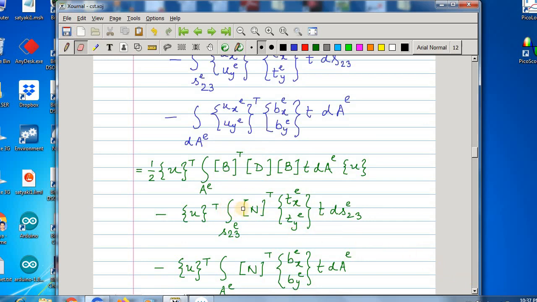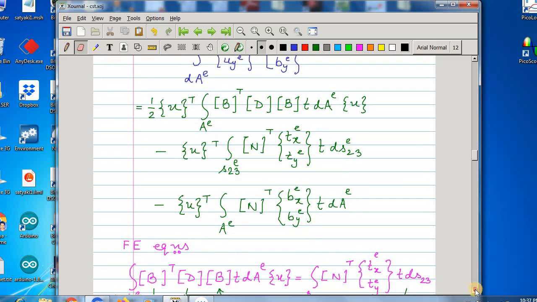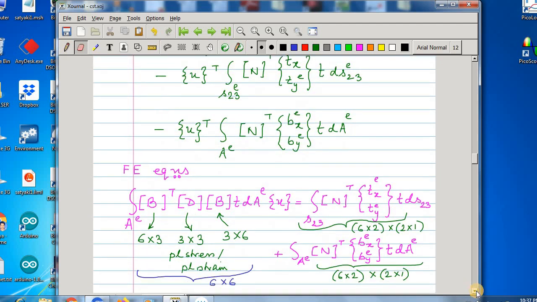So the only difference between the surface force and the body force is that here the integration has to be done on the surface, and here the integration has to be done on area or on volume. dS is infinitesimal surface area and this is infinitesimal volume, and this dSe is just the length part, dAe is the area part.